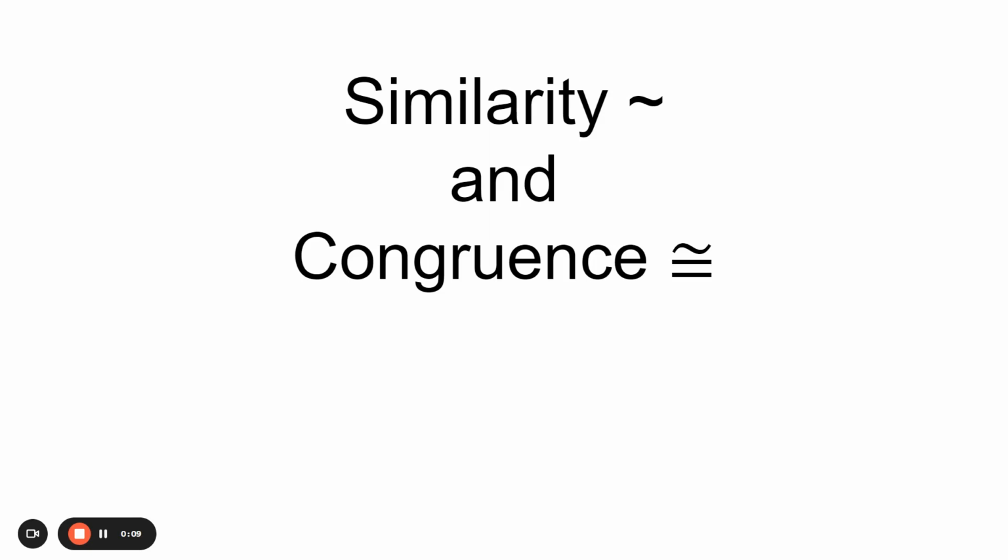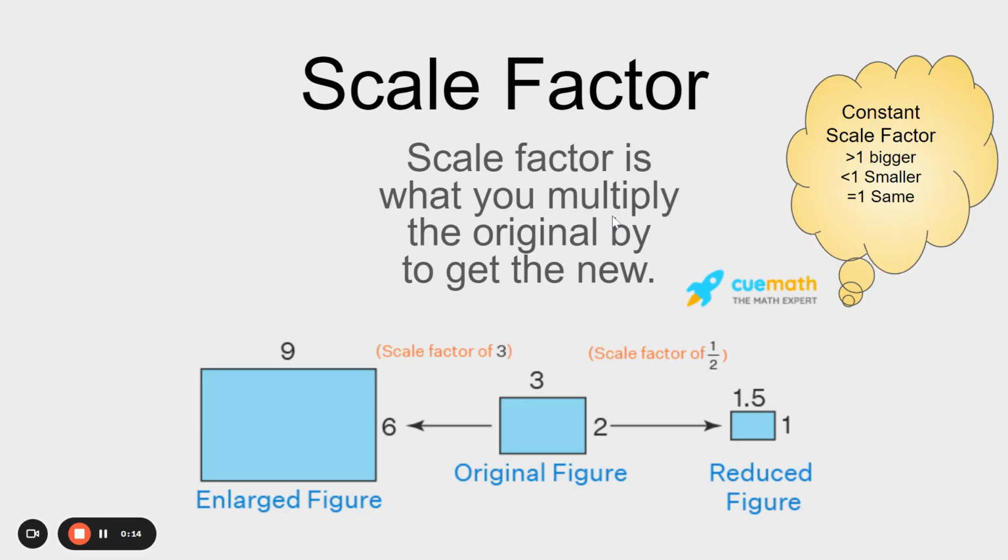So first of all, as we get into similarity, we have to understand the topic of scale factor. Scale factor is what you multiply the original by to get the new. If you multiply by a number bigger than 1, you get bigger. If you multiply by a number smaller than 1, like 0.5, 0.6, 0.3, 0.1, a decimal, usually a fraction of 1, you get smaller. And the special one is if you want to stay the same, you have to multiply by 1. You can multiply anything by 1 and you'll end up staying the same.